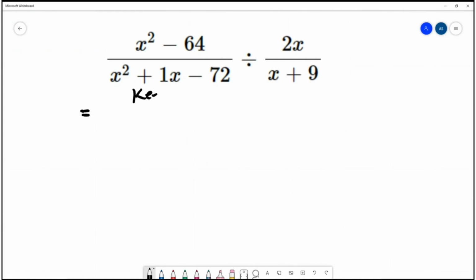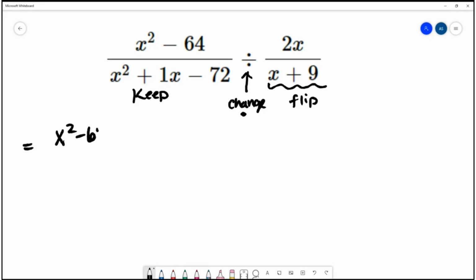You're going to keep, change to multiplication, and flip the last one here. That's creating the reciprocal. So our multiplication problem will be x squared minus 64 over x squared plus x minus 72 times x plus 9 over 2x.